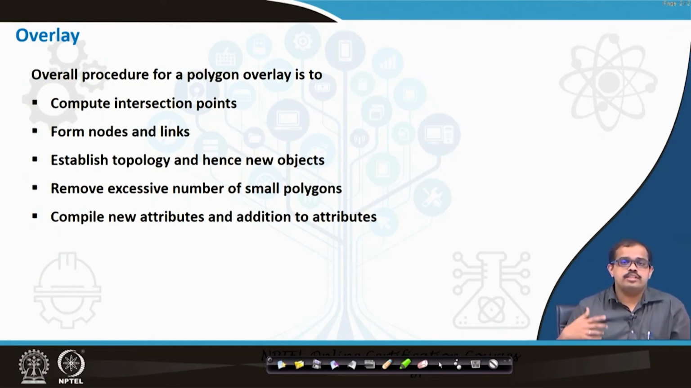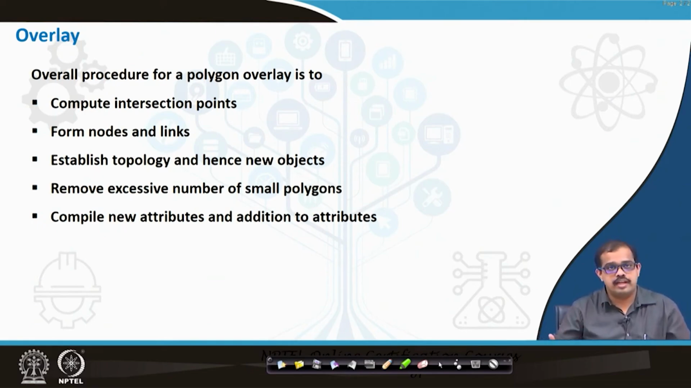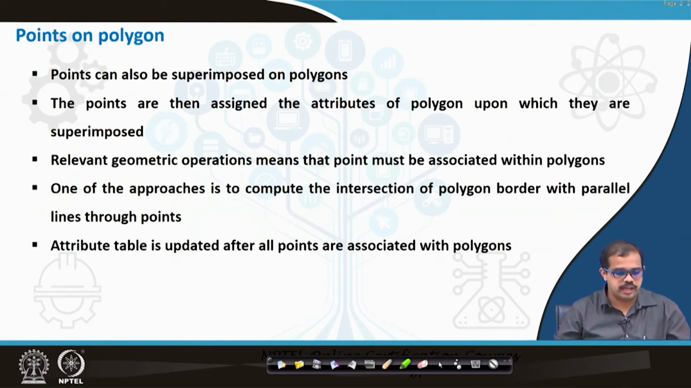Then the overlay procedure of a polygon overlay is, one, to compute intersection points, form nodes and links, establish topology and hence new objects, and remove the excessive number of small polygons, compile new attributes and additions to attributes. So, this is how the overlay operation is done.